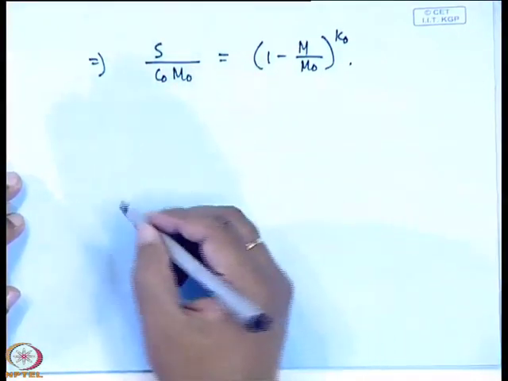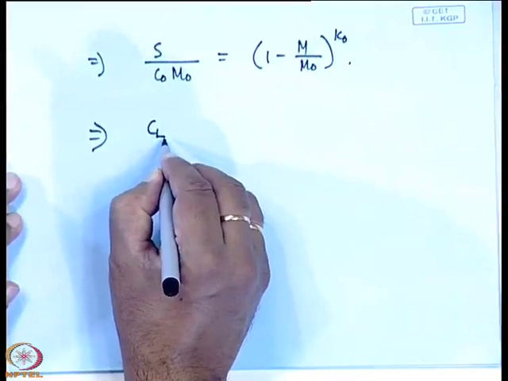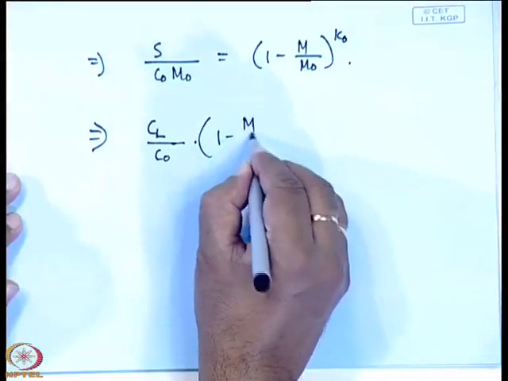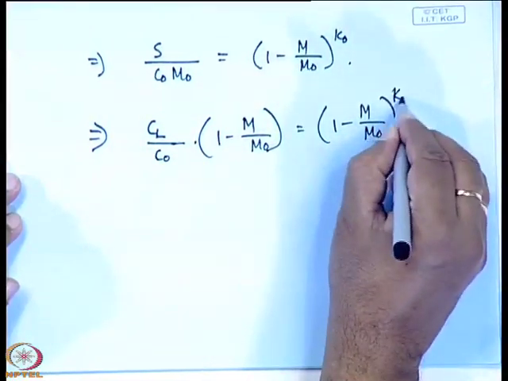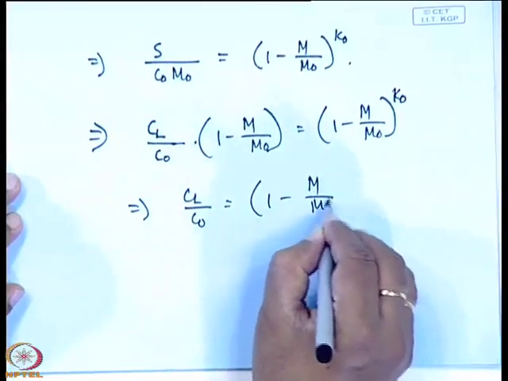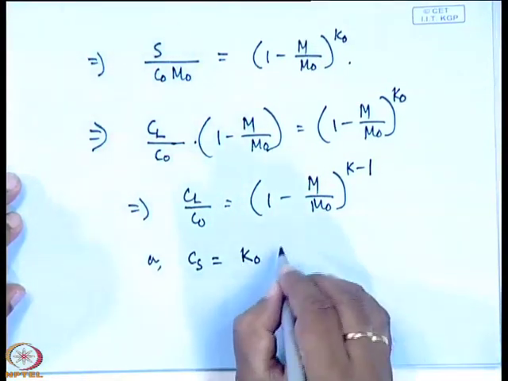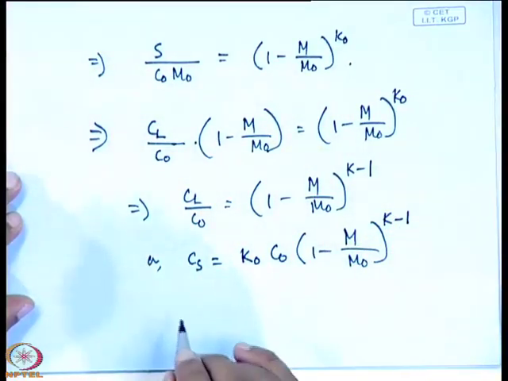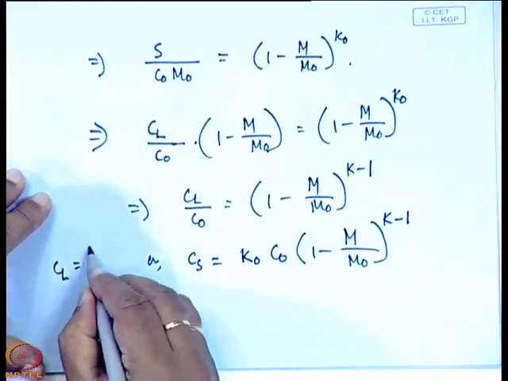Now, replace s. S equals to how much? C L upon C naught. 1 minus... it is equals to 1 minus m by m 0 to the power k 0, or C L by C 0 it is 1 minus m by m 0 to the power k 0 minus 1, right, or C s equals to k 0 C 0 1 minus m by m 0 to the power k 0 minus 1. That means, here you see that I have replaced C L with C L equals to C S by k 0.